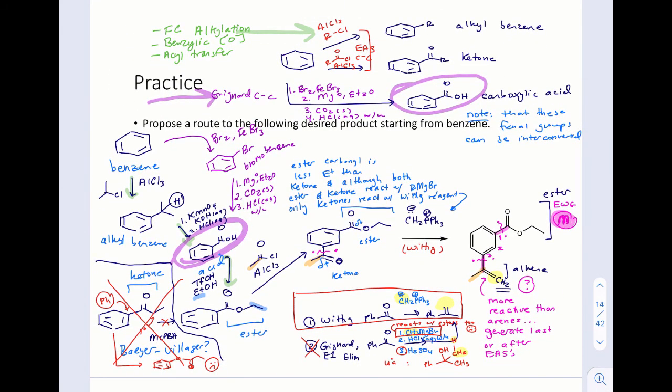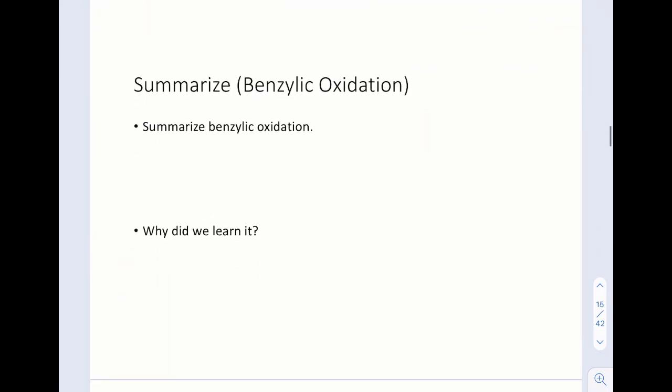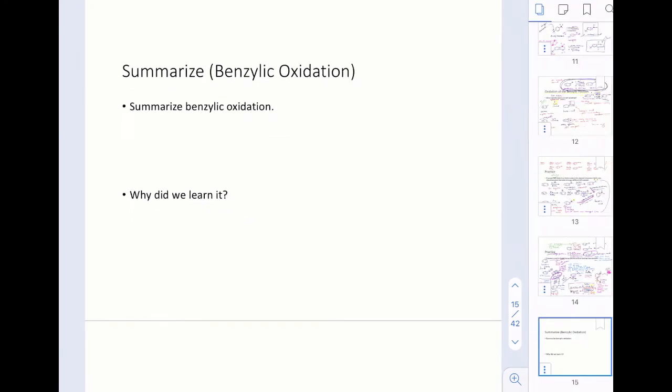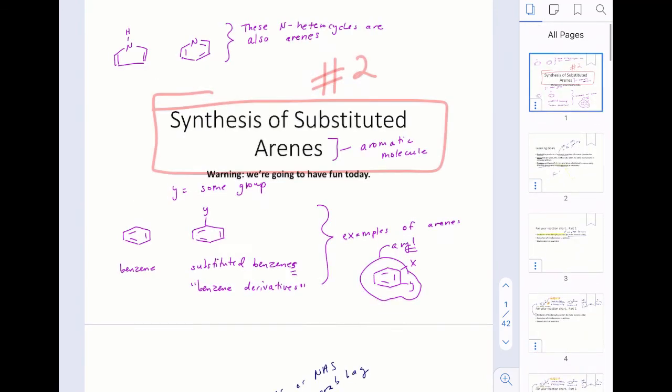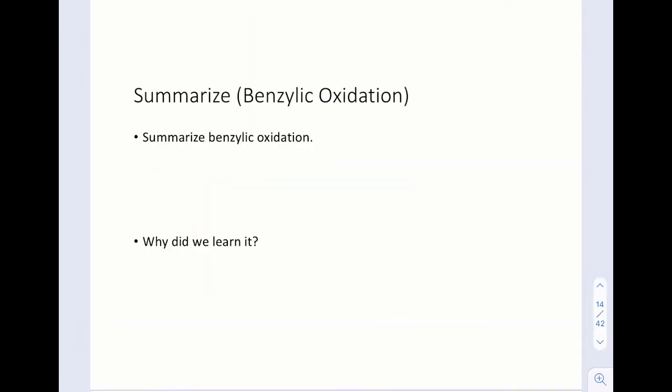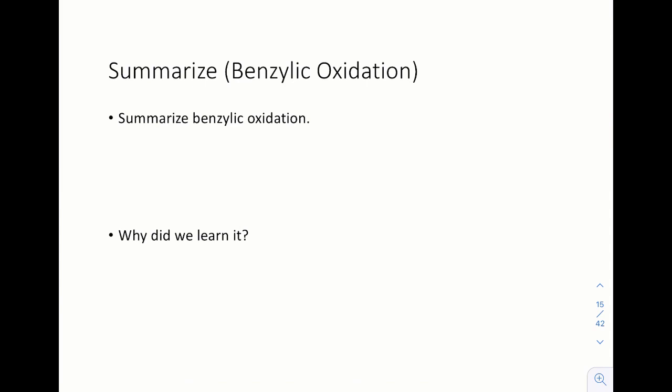You might want to listen to this problem a couple of times and make sure that you understand. This is a complex problem, but we're working up to this level of problem solving now, and you really can do it. Excellent. When you're ready, let's summarize benzylic oxidation. That's the key reaction learned in this section of our lesson on synthesis involving aromatic compounds. Perhaps try this on your own and then compare with my summary.